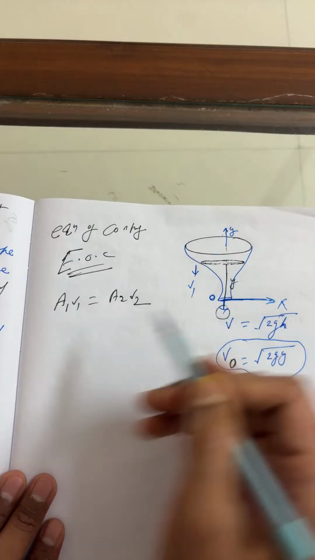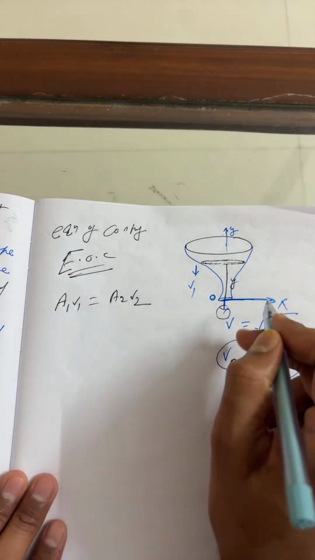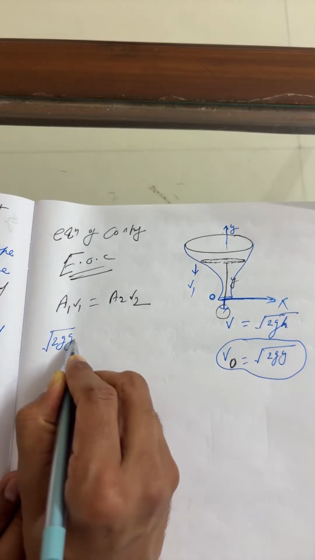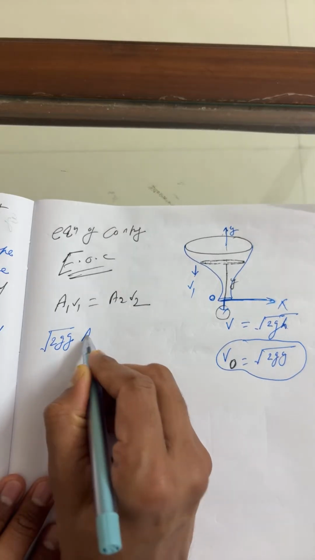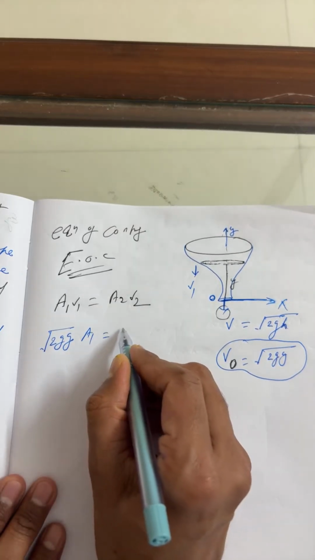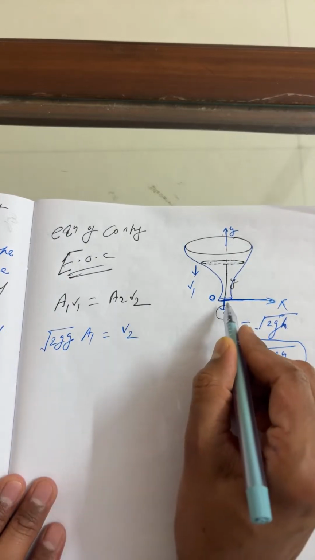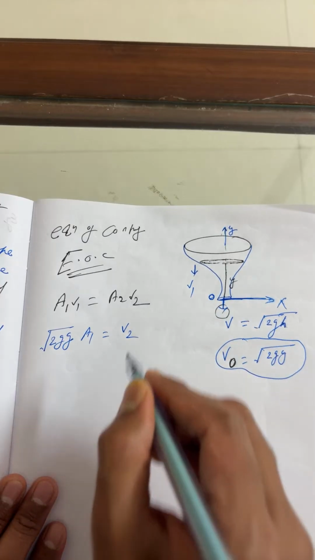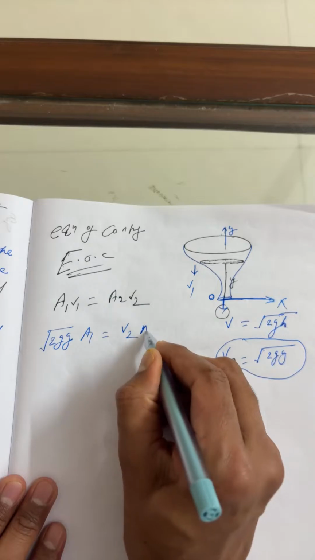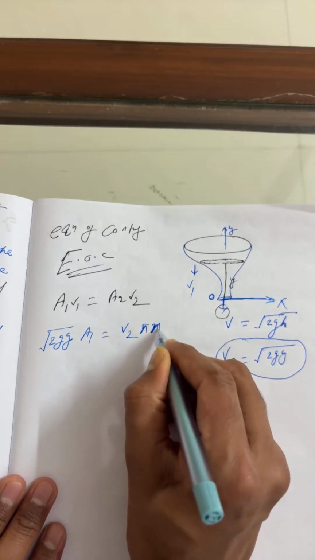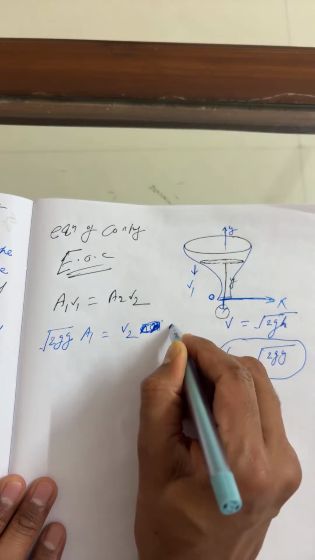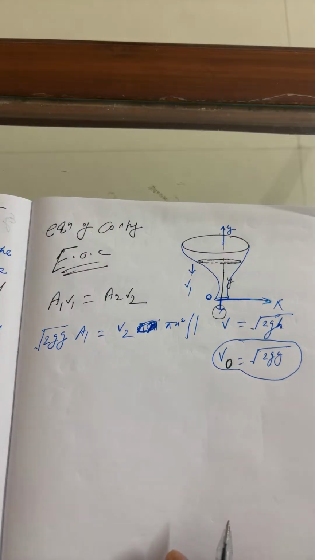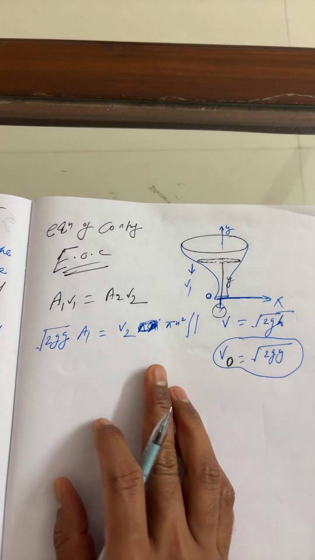So the velocity coming out is root of 2g y, and the area remains A1, equals the area A2 times V2, which we wish to find. Because this is along the x-axis, you can take the radius as x only. So what is the area of the circle? This is pi x square.